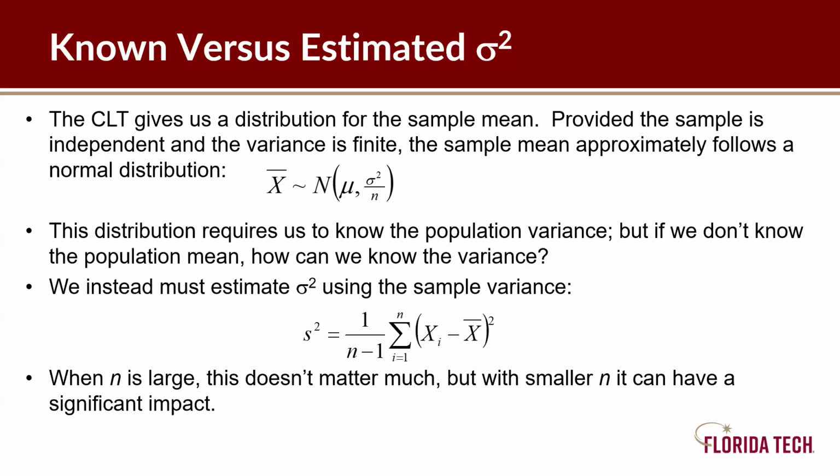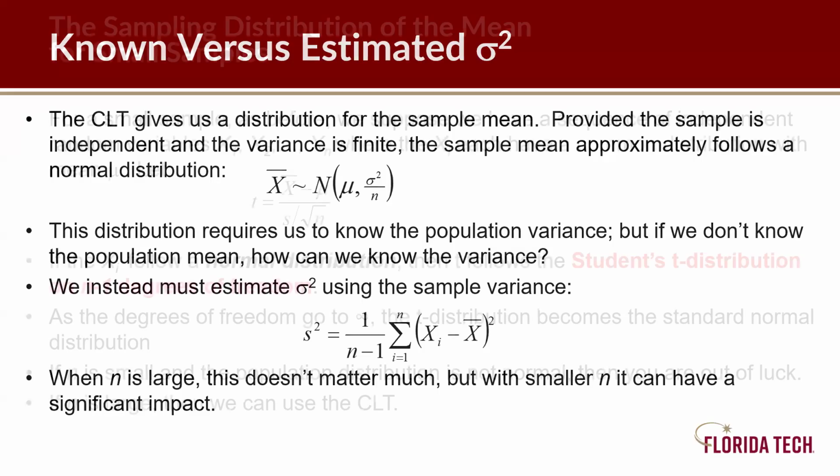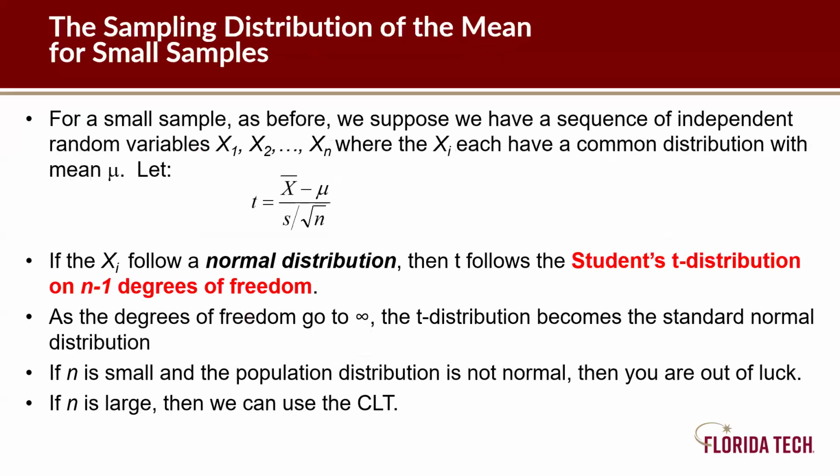But this distribution requires us to know the population variance. Thing is, if we don't know the population mean, how would we know the variance? So instead, we must estimate sigma using the sample variance, right? S squared is 1 over n minus 1 times the sum of (x_i minus x bar) squared. When n is large, this doesn't matter much. With smaller n, it can have a significant impact.